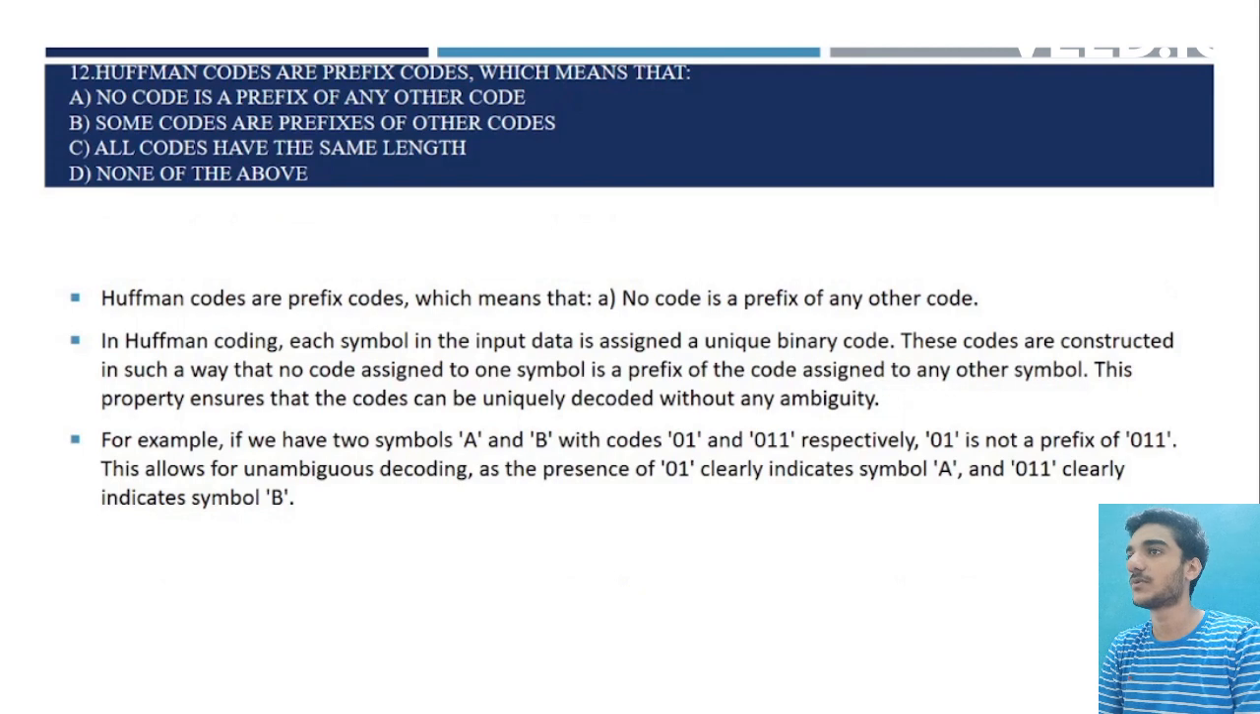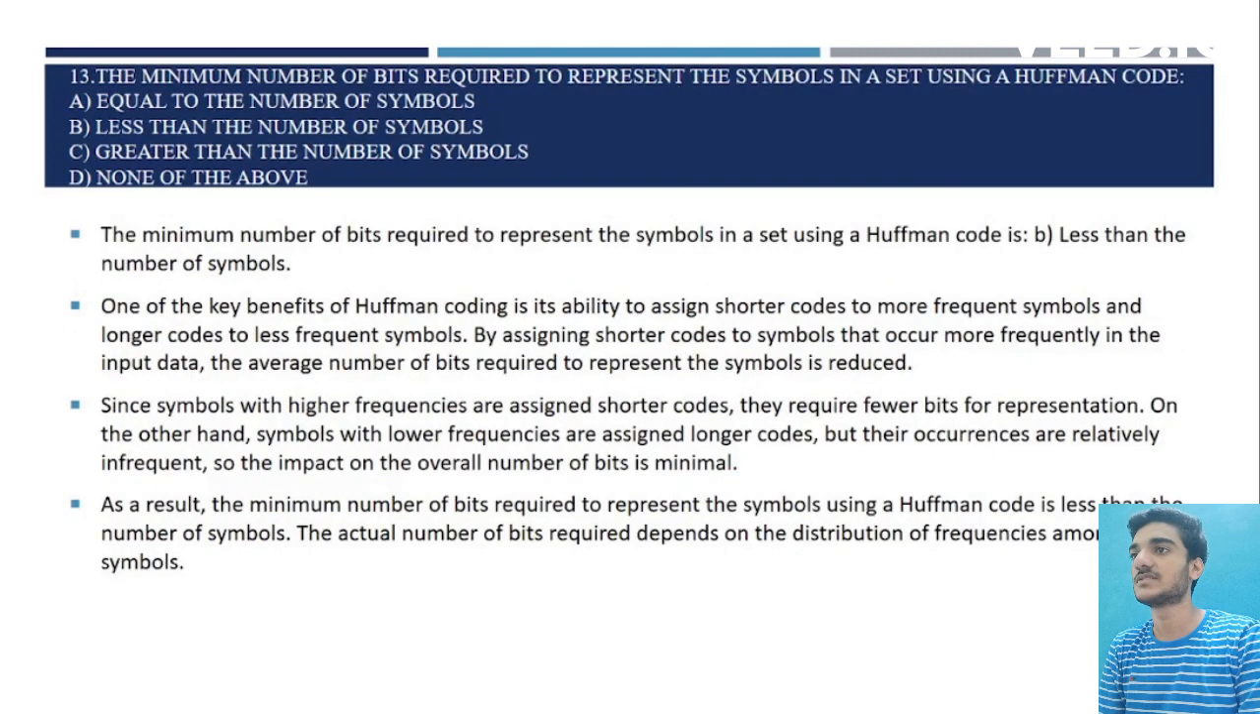Huffman codes are prefix codes, which means that the correct option is no code is a prefix of any other code. Each symbol in the input is assigned a unique binary code. These codes are constructed in such a way that no code assigned to one symbol is a prefix of the code assigned to another symbol. The minimum number of bits required to represent the symbols in a set using Huffman code is, the correct option is less than the number of symbols.